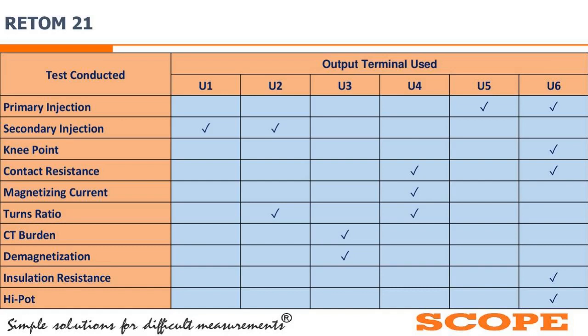And for turns ratio of VTs and CTs, we have a two-port, two-terminal facility, U2 and U4. Similarly, demagnetization, insulation resistance, and AC insulation, that is the AC high-potential test, we can do with the help of the U6 terminal.